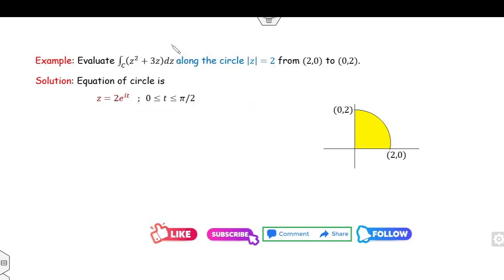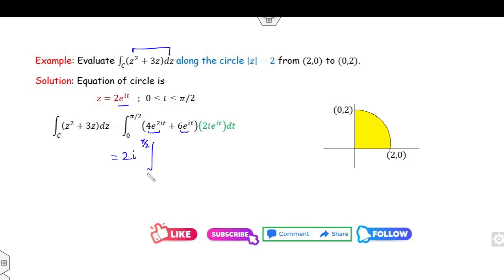Fine. Now your target is to find the value of dz. What is the value of dz? 2 i e raised to power i t into dt. I can substitute all these values in the given equation. You can see this is the z squared, this is my z, 3z, and this. I can take 2 i as common and I can multiply them. It's 4 e raised to power 3 i t plus 6 e raised to power 2 i t.